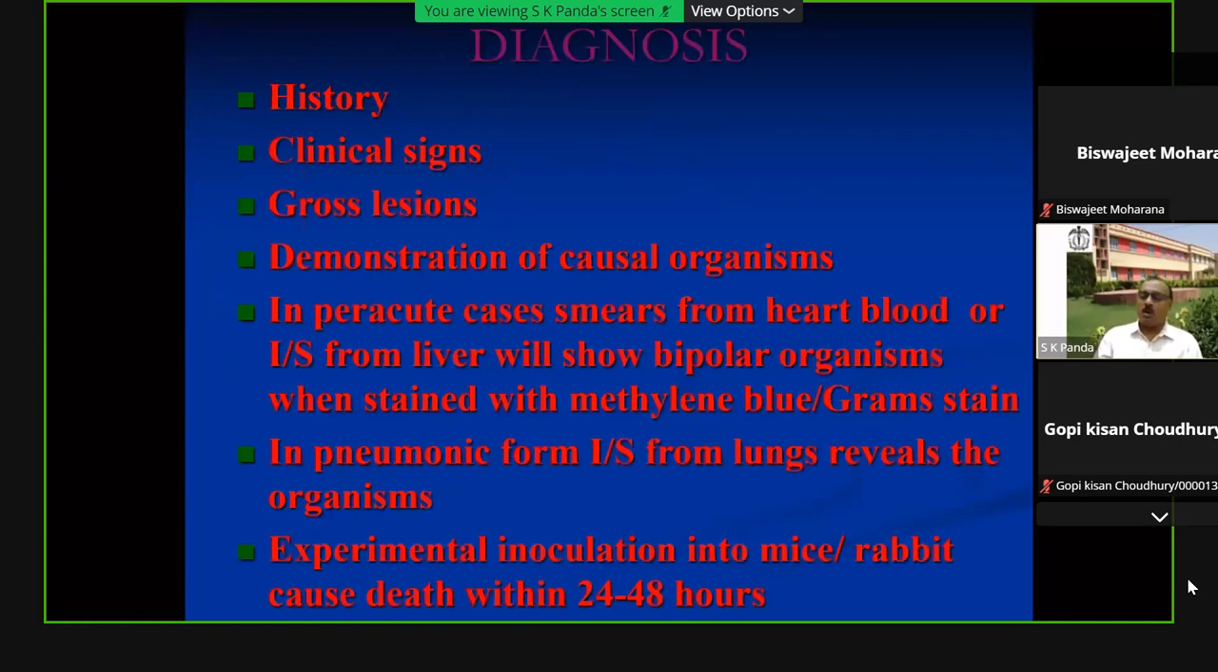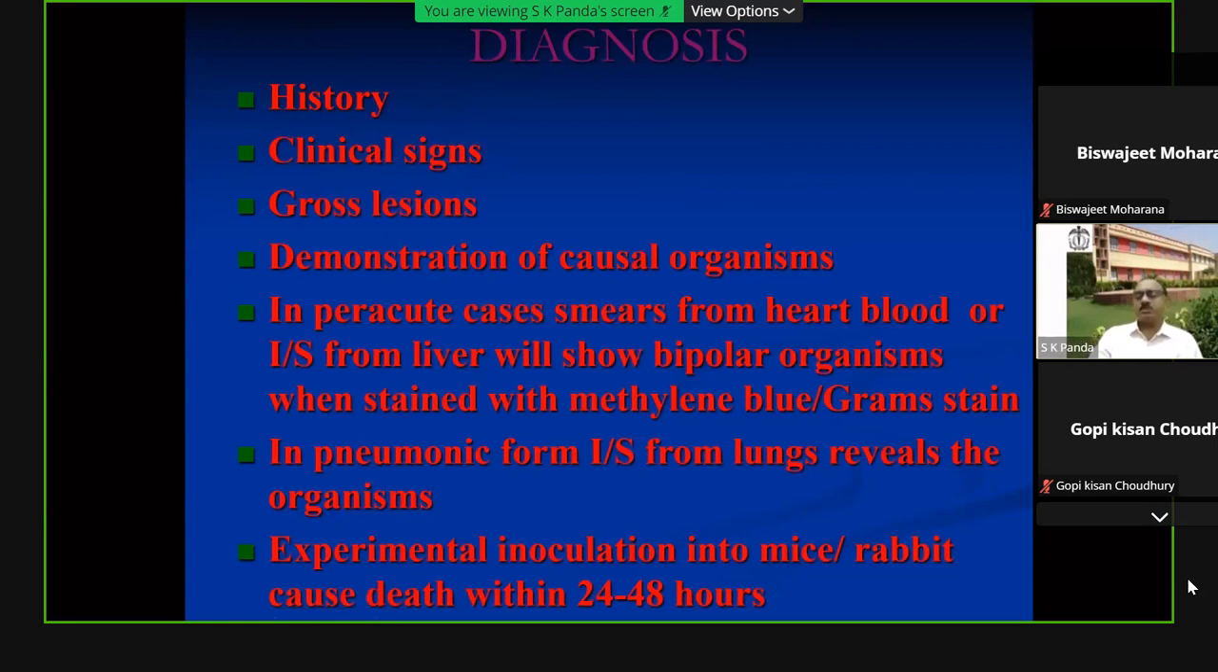For differentiation, we'll come to the picture, but now where does the diagnosis rest? Diagnosis rests on the clinical signs, and on the gross lesions, specifically pneumonia, enteritis, cyanosis, necrotic foci, generalized congestion, petechial hemorrhages on the epicardium, and more specifically, you can demonstrate the causal organism. You can take an impression smear from the liver, and from the heart blood. Even in a pneumonic form, you can take an impression smear from the lungs. So these are three important areas from where you can collect and demonstrate the bacteria. But gross lesions like pneumonia, enteritis, cyanosis, exudates, petechial hemorrhages, and necrotic patches also contribute to a diagnosis.